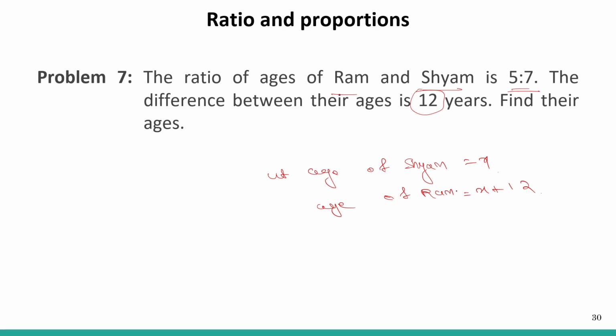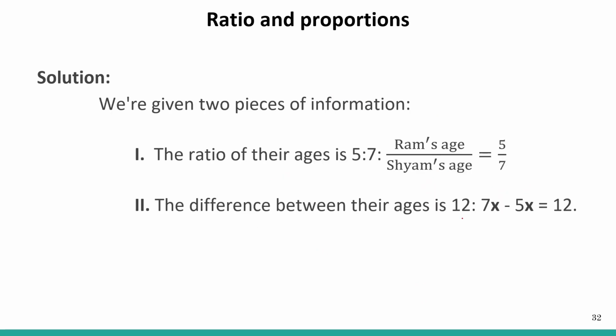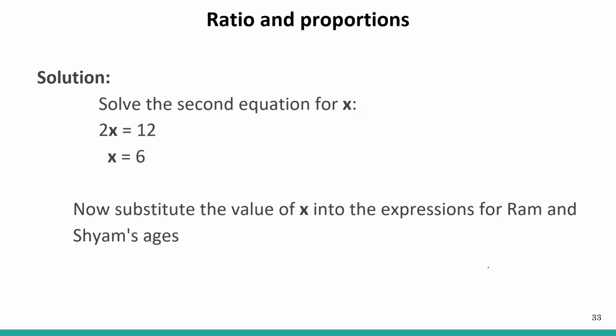So let's find their ages. Their ratio is 5:7. So the age of Shyam to the age of Ram is equal to 7/5, because we are given the ratio of Ram to Shyam, but we have evaluated here on the LHS the ratio of Shyam to Ram. So this becomes 5x is equal to 7 times x plus 12. So we are left with 7x minus 5x is equal to 12. So 2x is equal to 12, which implies that x is equal to 6. So x is equal to 6 is the final answer.